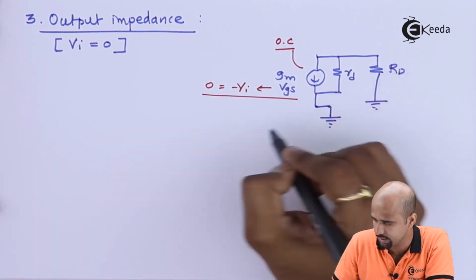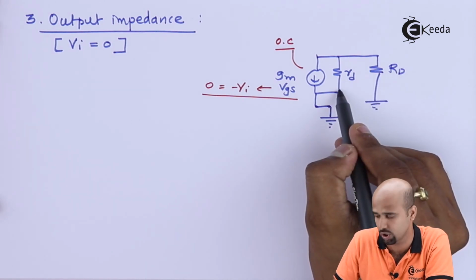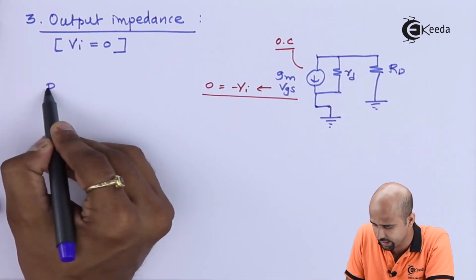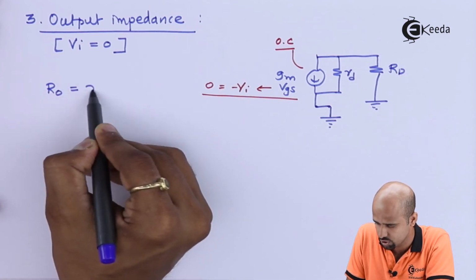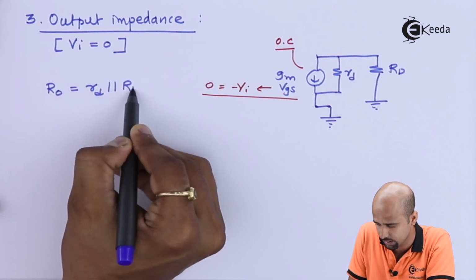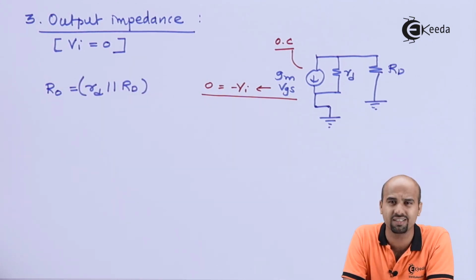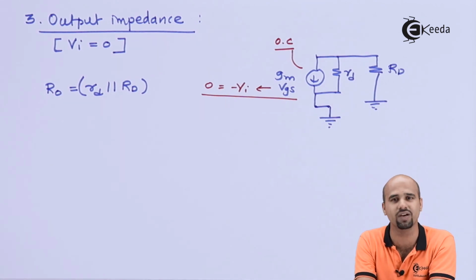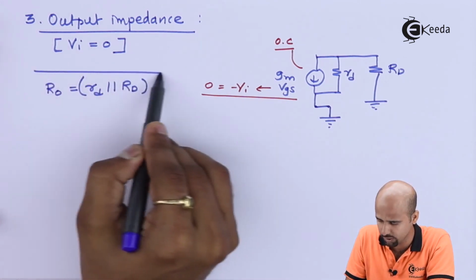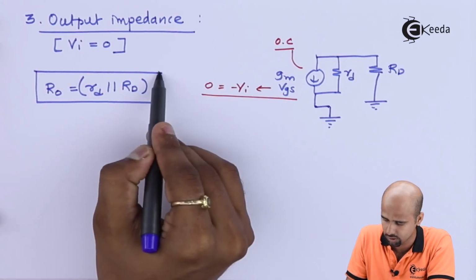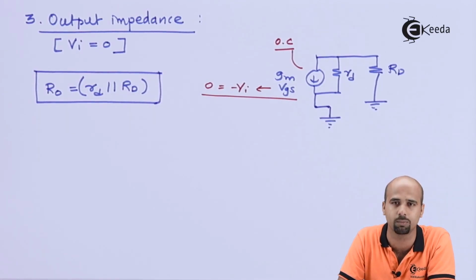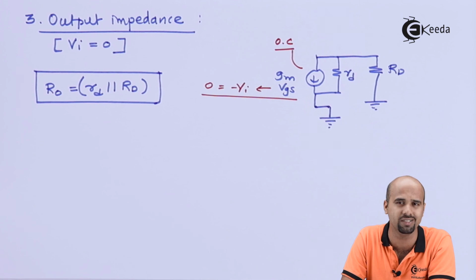Here resistance Rd and resistance small rd are connected in parallel, so I will get directly that Ro is equal to small rd parallel to capital Rd, without any KCL, KVL or any other 5 fingers. So this is how we have completed the output impedance, that is the third parameter of AC analysis of CG amplifier. Once we complete this AC analysis of CG amplifier, we'll again have to go for 1 or 2 numericals based on CG amplifier, but in further videos.